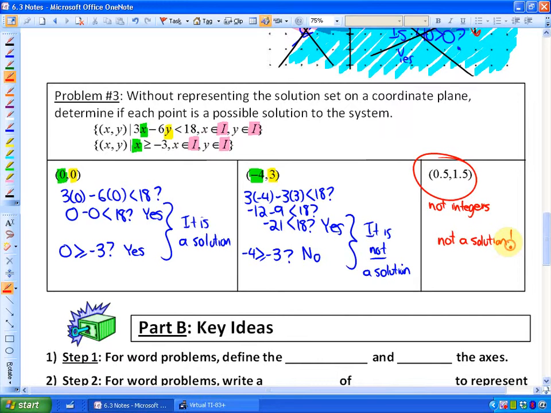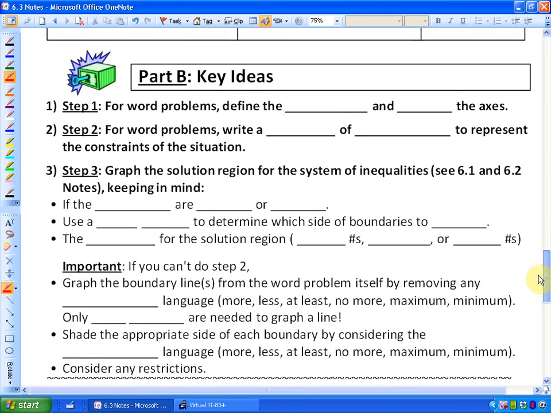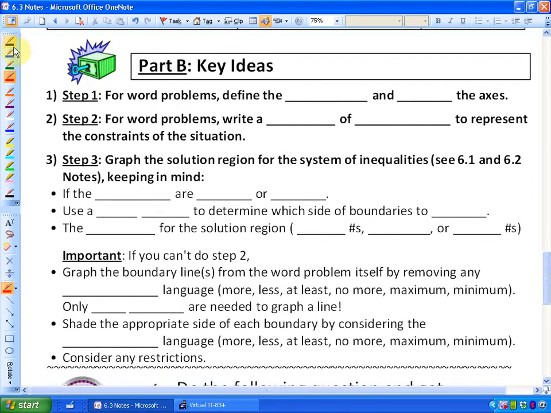Okay? So finally, the key ideas for this particular section, the key ideas for 6.3. So if you're doing word problems, which you did in the first two lessons of this particular section, for word problems, what you're going to do is define the variables. So what do the variables represent? Is it mainsail and jib? Is it bow riders? Is it fiberglass boats? And label the axes.